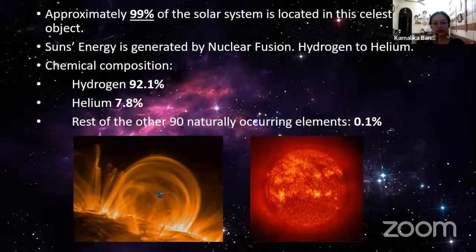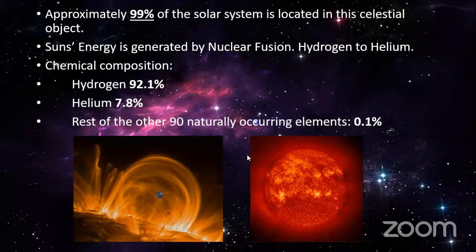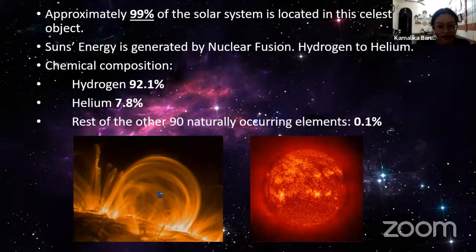How the sun generates energy. The sun's energy is generated by nuclear fusion of hydrogen into helium. You can see the chemical composition of the sun: hydrogen is above 90%, then helium, and only about 0.1% other elements.